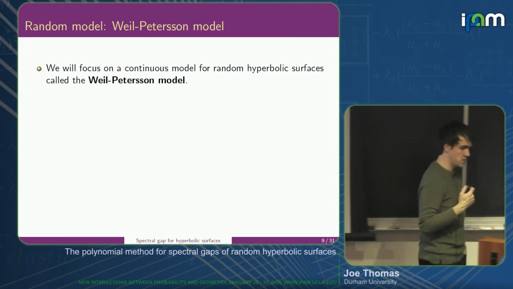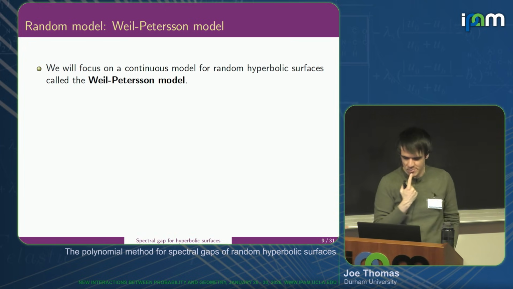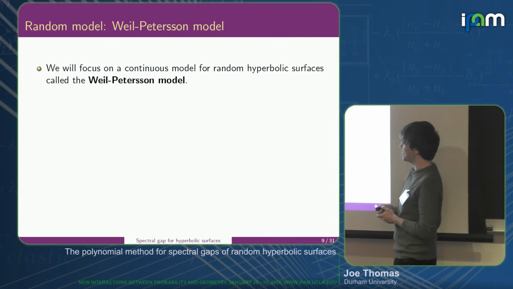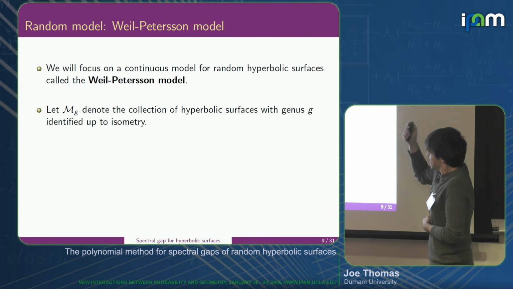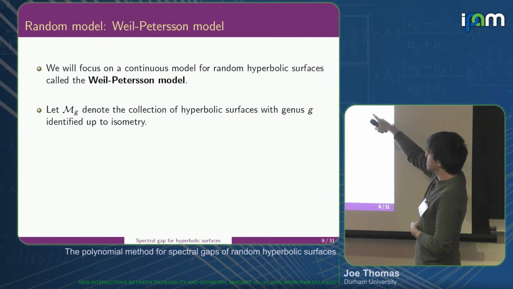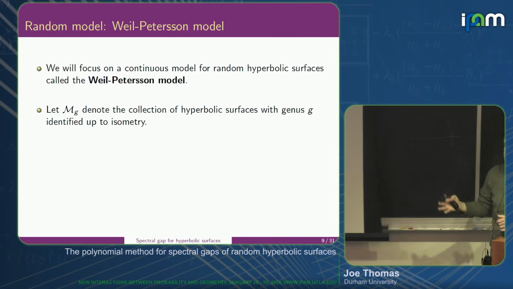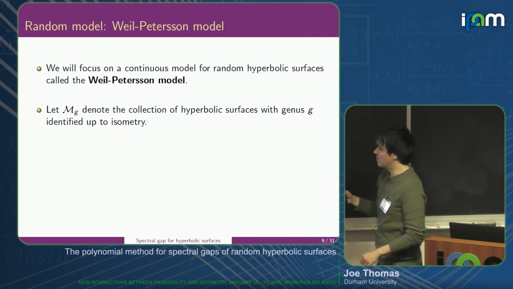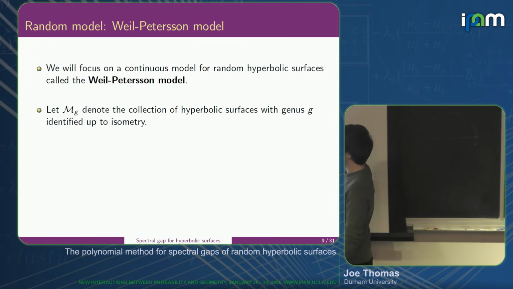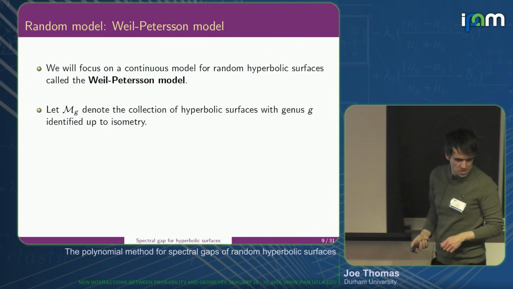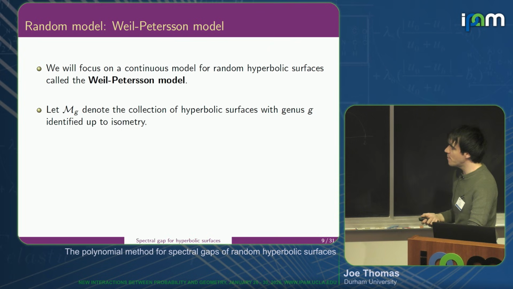So this is the Weil-Petersson model. I don't need to say too much because we're all experts now, thanks to Min-Kun, but let me just give a very broad recap. So this is a model that takes place on this moduli space. So it's your collection of these surfaces. The genus g is a fixed topology, identified up to isometry. Identifying up to isometries is fine because it means they have the same Laplacian spectrum. Okay, so the Laplacian's spectrum is still something well defined here.